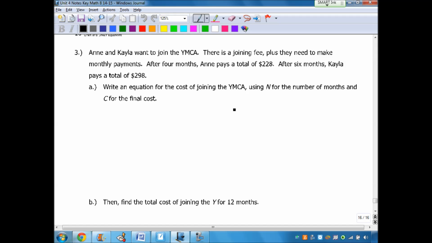All right, question number 3 says that Anne and Kayla want to join the YMCA. There's a joining fee plus they need to make monthly payments. After 4 months, so let's underline our key information. There's a joining fee and they need to make monthly payments. After 4 months, Anne pays a total of $228. After 6 months, Kayla pays a total of $298. So question A says to write an equation for the cost of joining the YMCA using N for the number of months and C for the final cost.